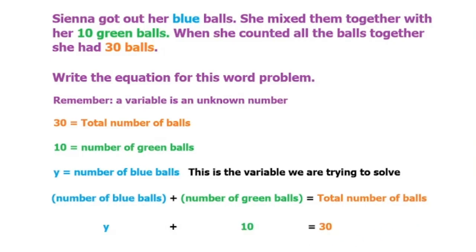So it would look like this. Why? Because we don't know the number of blue balls. The number of blue balls is y. So y plus number of green balls is 10. And then equals total number of balls, which is 30, right here. So this is the equation. Y plus 10 equals 30.